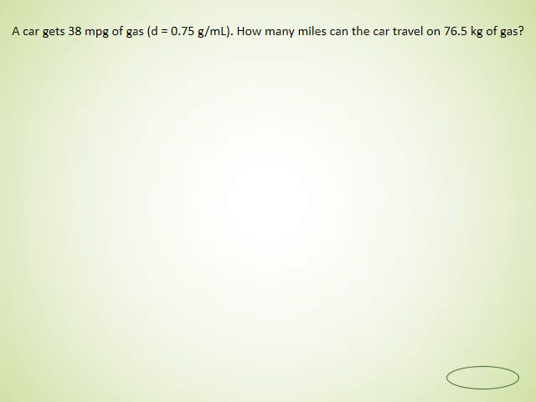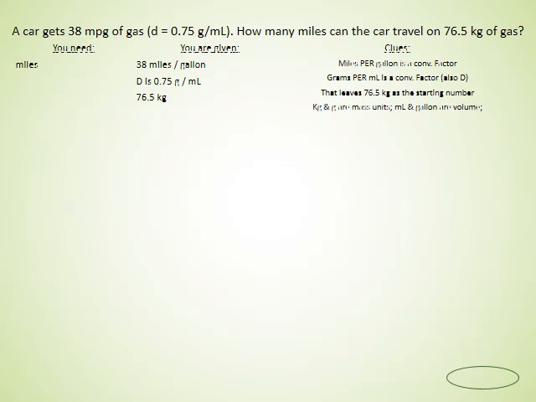Okay, let's look at one where it's got several conversions. A car gets 35 miles per gallon of gas. The density is 0.75 grams per milliliter. How many miles can the car travel on 76.5 kilograms of gas? So it's asking for miles. We're given a conversion factor between miles and gallons, 35 miles per gallon. We're told a conversion factor for density, which converts mass and volume, 0.75 grams per milliliter. And we're told a weight, 76.5 kilograms. So the first two of what we're given are conversion factors.